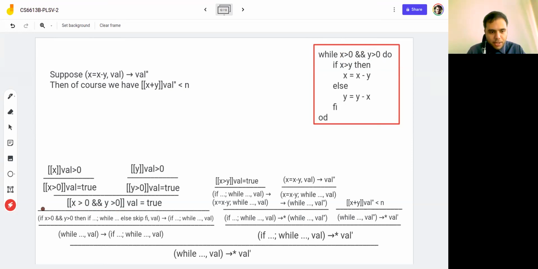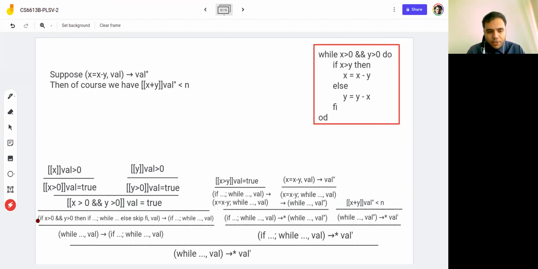Which rule am I applying here and what am I doing exactly? Can someone say this? So which rule is this line? Yes, it's the if rule for the true side.